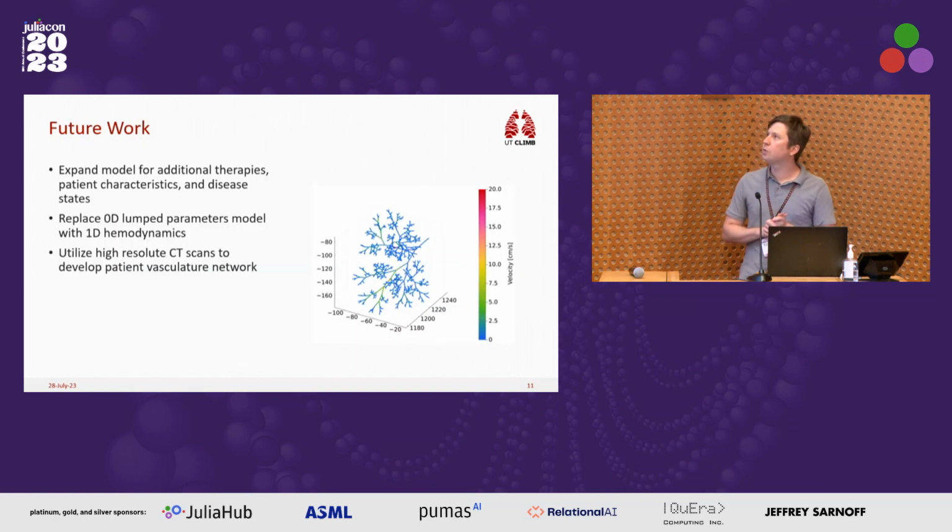So for future work, at the cellular scale, I show we can always just add more biology, more pathways of interest, more therapies. At the organ scale, we want to extend from a 0-dimensional model to a true 1-dimensional model, like I show on the right. We actually have the flow through a real tree. And we're using some high-resolution CT processing to try to get real trees for real patients.